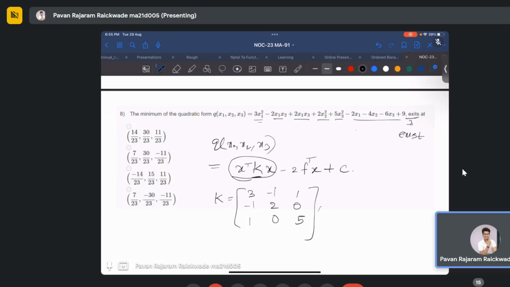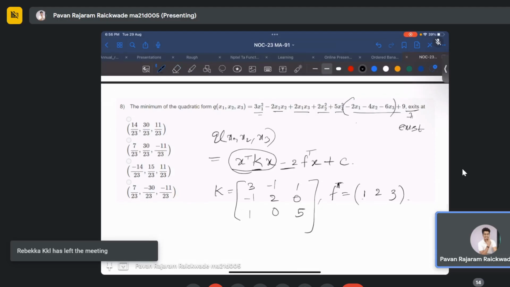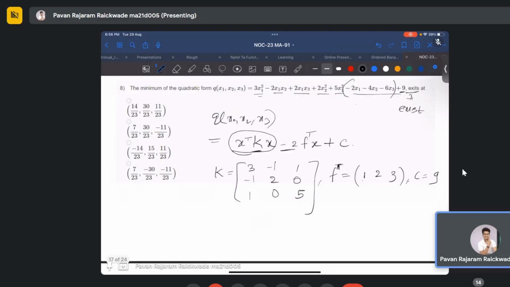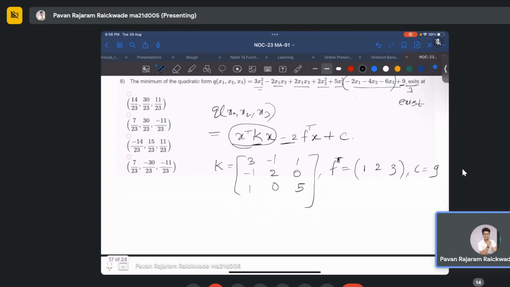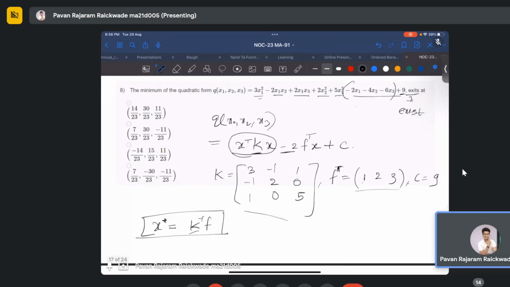Now I need the linear terms, which are this. Now if I take -2 common, I can write this as 1, 2, then 3 times x1, x2, x3. Right? This is -2x1, -4x2, and then -6x3. So this is my F transpose. And then at the end, the scalar number C is 9. So we converted this question into the standard form. And then, you know the formula. The minimizer x star is given by K inverse F. So K inverse will be a 3 cross 3 matrix, and then F will be a column vector 1, 2, 3. I hope you can do it now. This is simple calculation. I don't know the answer. I'll leave it to you as an exercise.